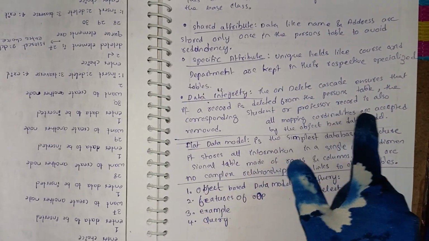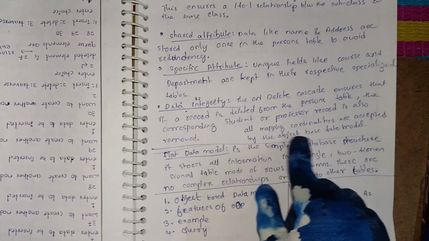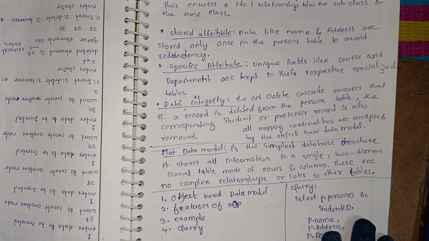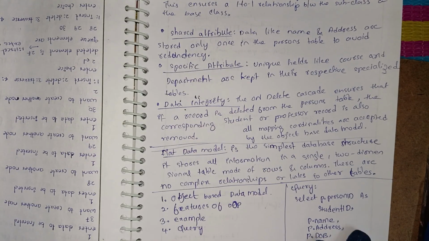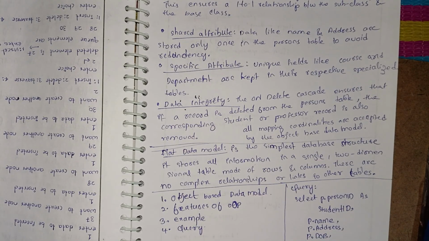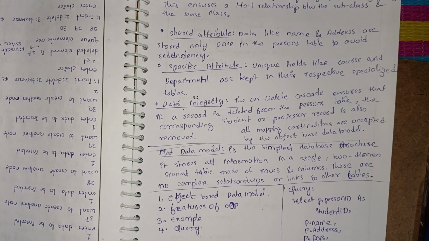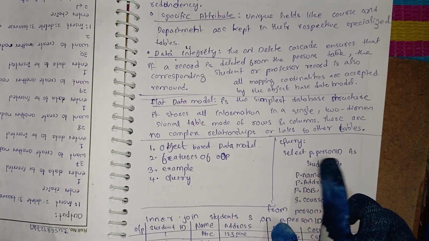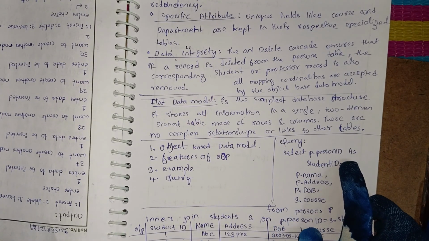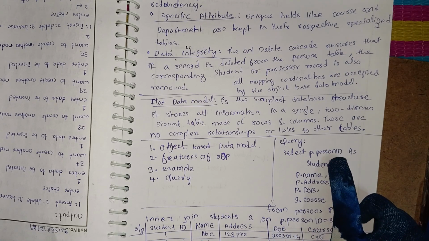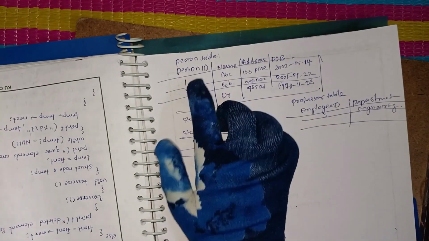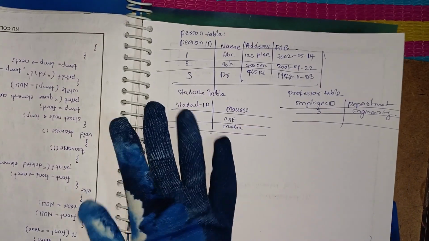All mapping cardinalities are accepted by the object based data model, which means one to one, one to many, many to one, and many to many, all cardinalities. Okay, and then here is the query example. So the query is, we want to display the, here is the table. First we are seeing the tables.